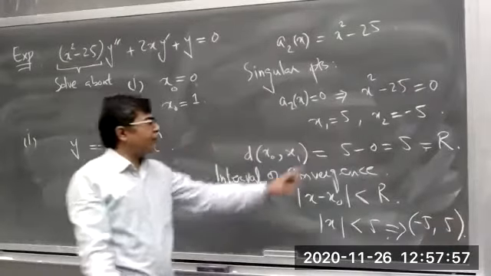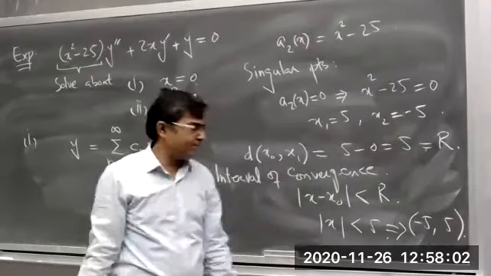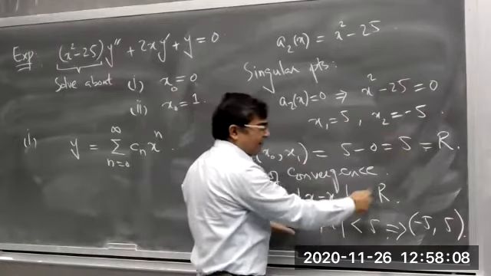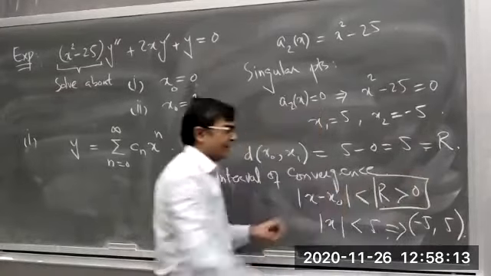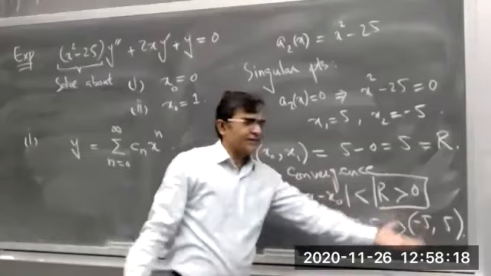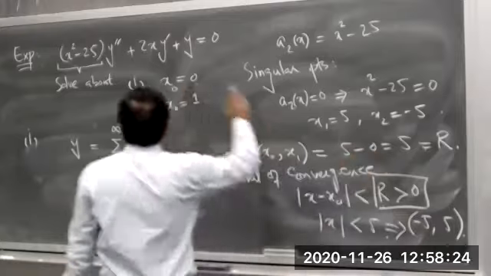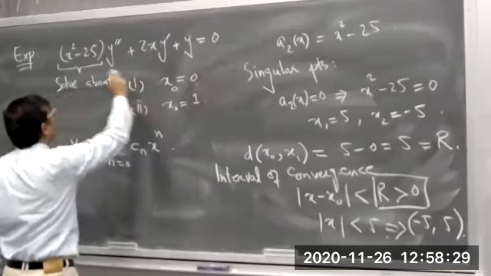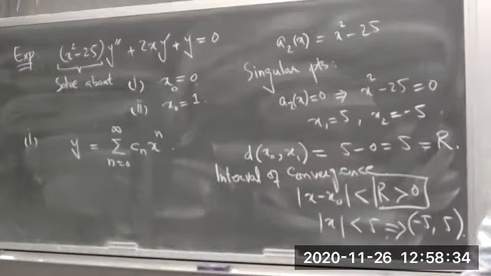So if we choose x1 as 5 or we choose -5, it doesn't change anything because the distance will remain 5. The radius of convergence must be greater than 0; it should not be negative. So we again put 5 here and we obtain the same interval. So this will be the interval of convergence for the power series solution about x equal to 0 of this differential equation. I hope you get it, and you can do it for x naught equal to 1 as well.